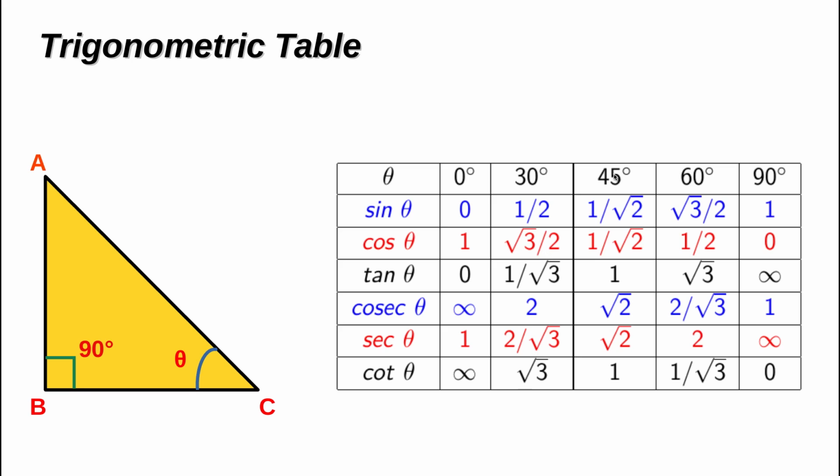and sec 45 degree value is 1 divided by 1 by root 2, which is root 2, and sec 60 degree value is 1 divided by half, which is 2, and sec 90 degree value is 1 divided by 0, which is infinity.